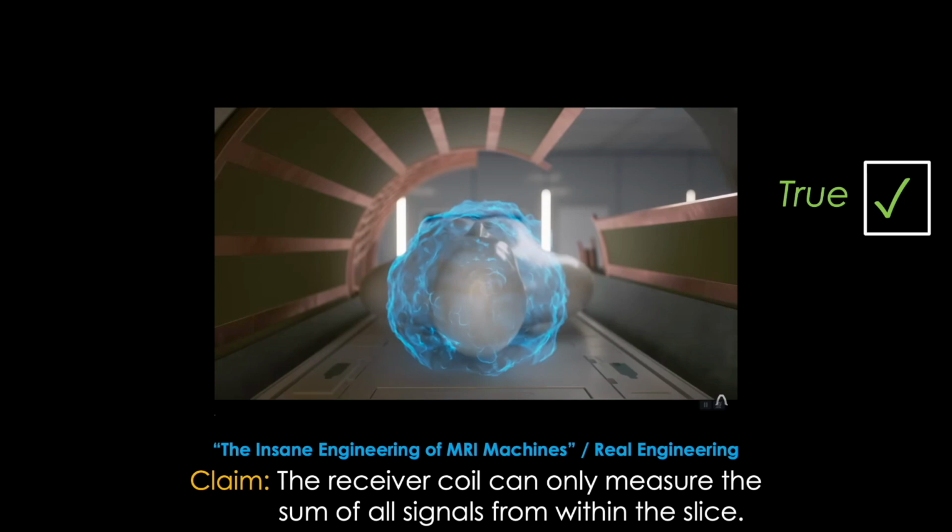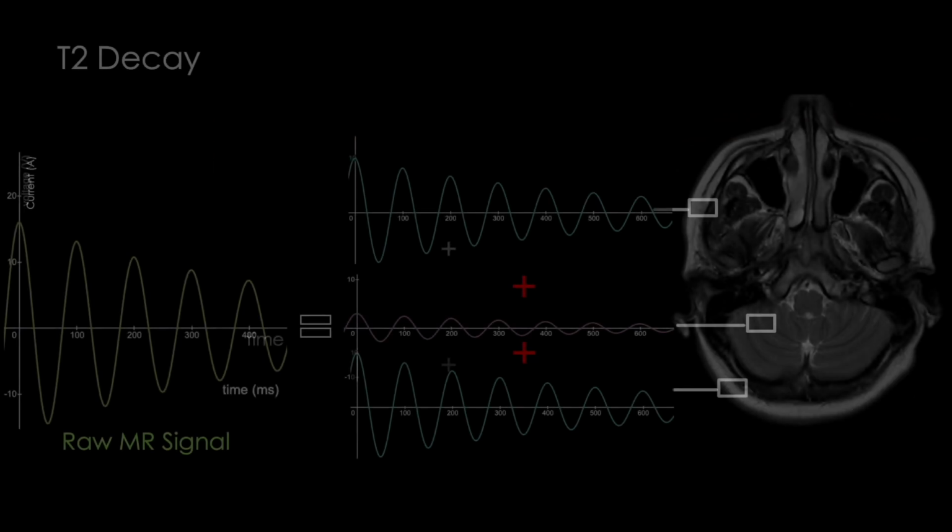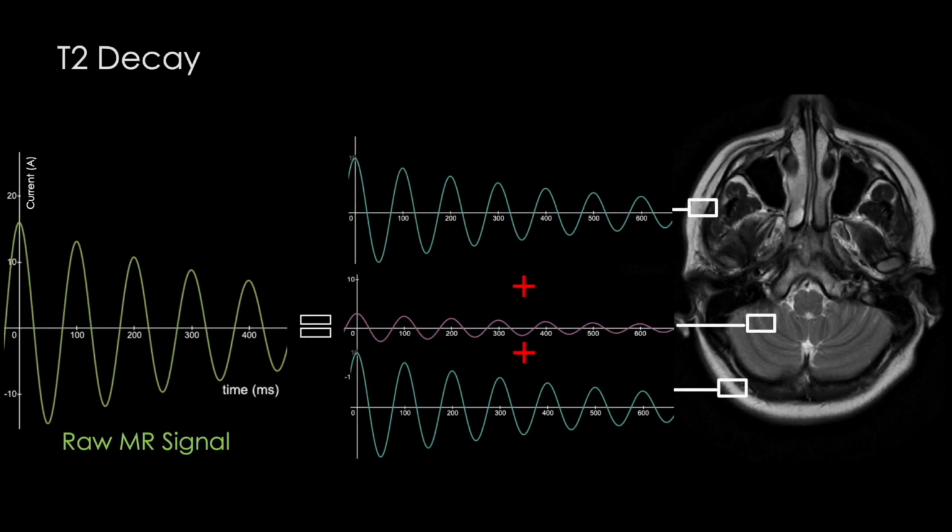True. Again, a subtle but critical point we reinforced over and over. We can only detect the sum of all the signals coming from each voxel of a slice, which is a problem if we want to build a picture based on the signal coming from each individual voxel, which brings us to the most complex but fascinating topic. How do we build a picture, which we'll discuss shortly.